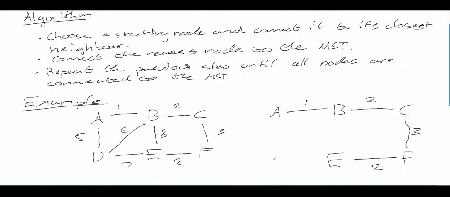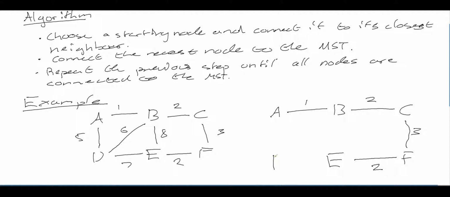And finally then we need to connect D to our minimum spanning tree, and we have a look at all of the edges that are connecting D to the other nodes in our original graph, so that's this edge, and this edge. We see which is the smallest, and that's going to be the edge from A to D, which has a weight of 5, so we connect that one.